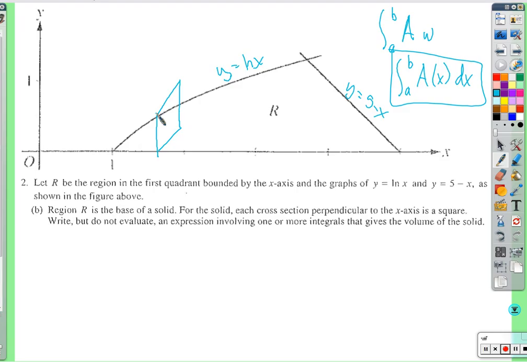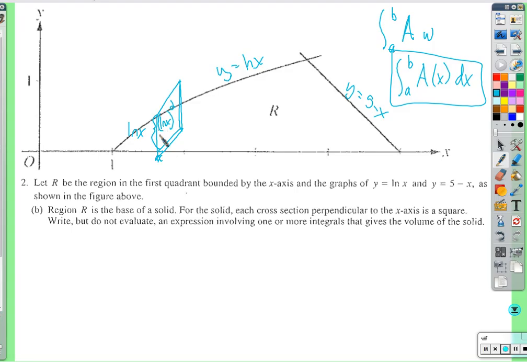What is the side length of this square? It's just y. But how do we find y? Natural log of x. Okay, so that's the natural log of x. So the area of this square would be the natural log of x squared. And this little guy here is dx, the width. So we got the area. We multiply by dx, and we have the volume of this little square.